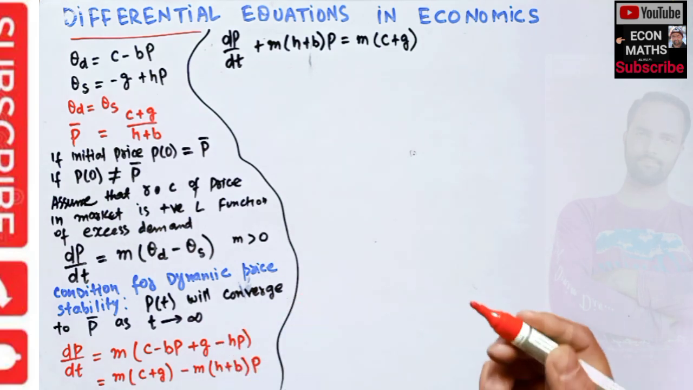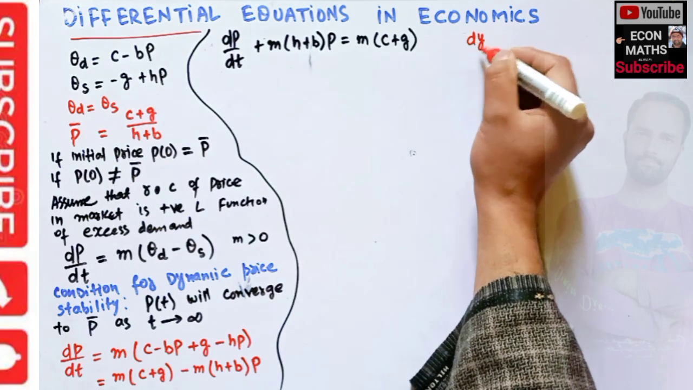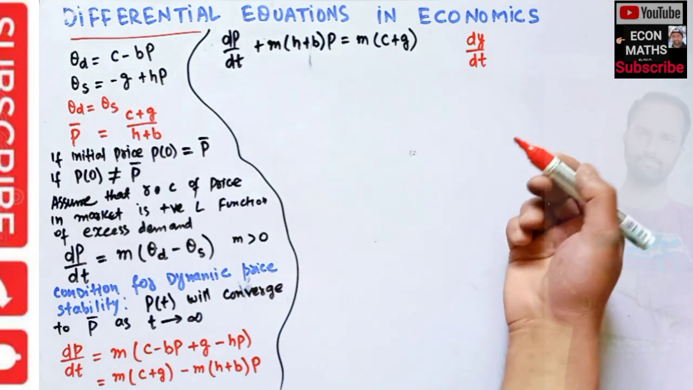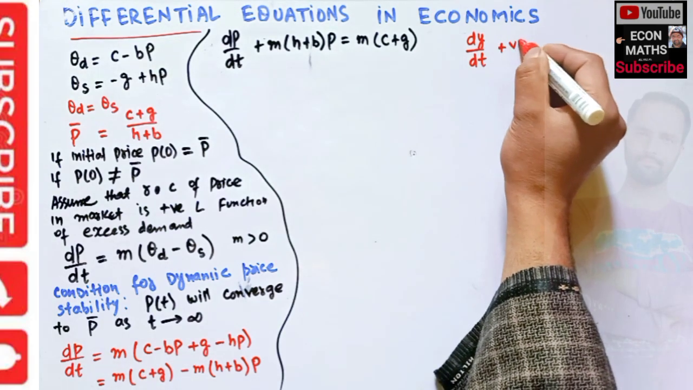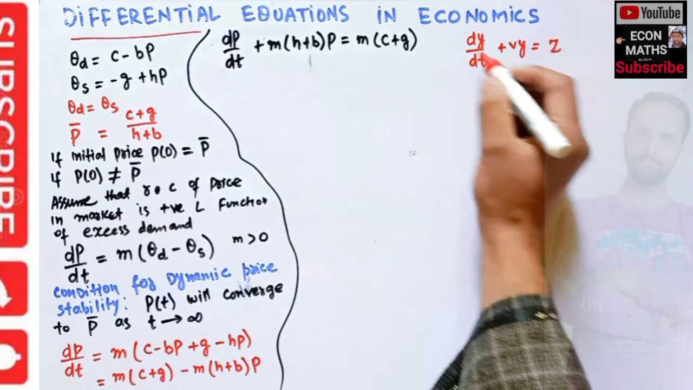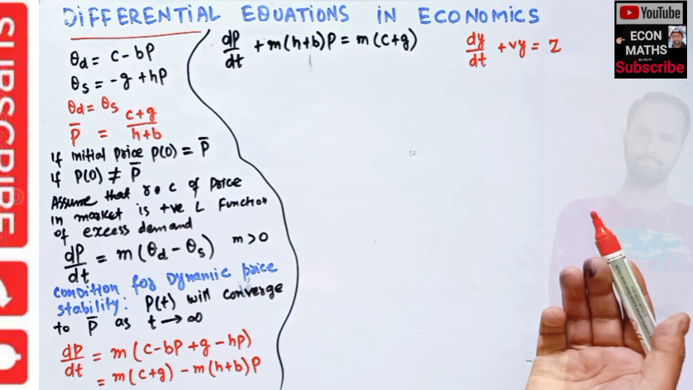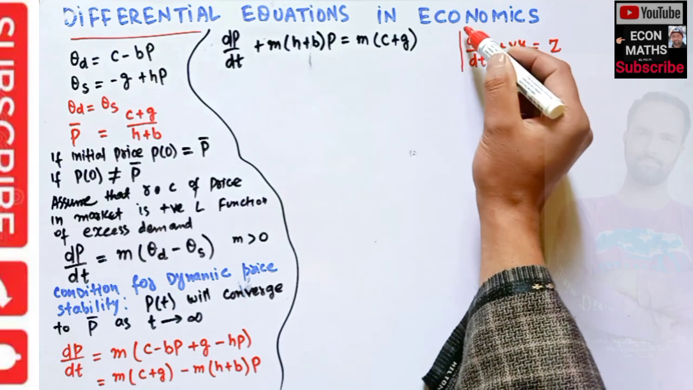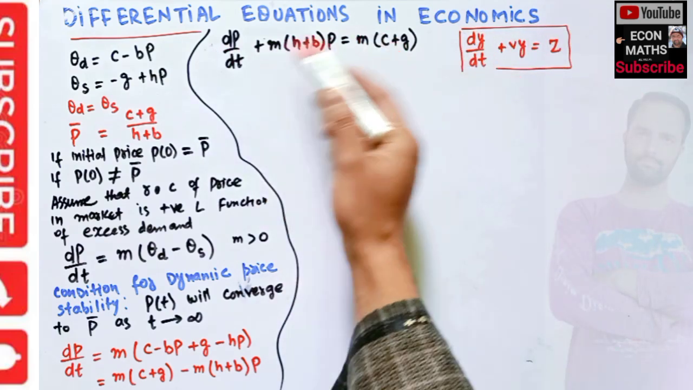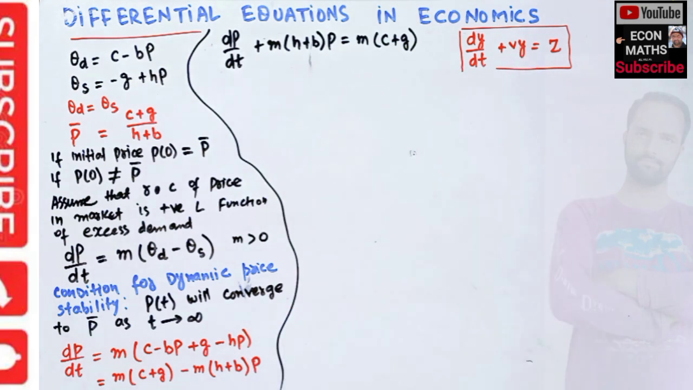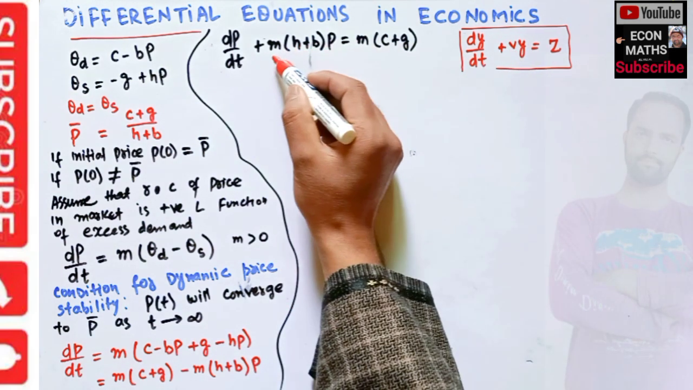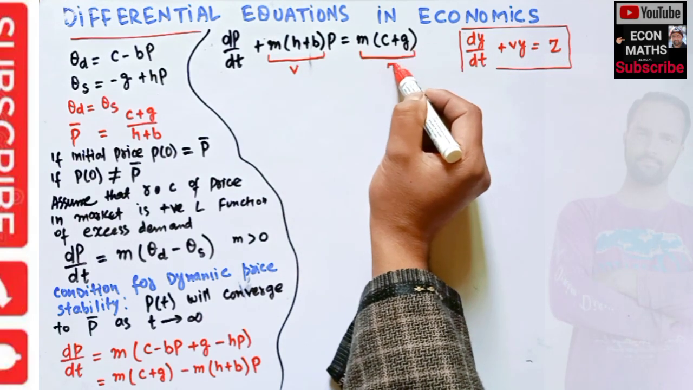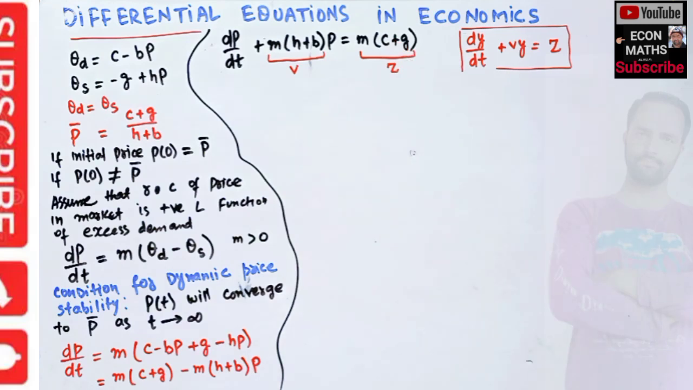And what is the format for that? That is dy upon dt plus vy is equal to z. You can check the earlier videos, where I have explained that. This is our first order linear ordinary differential equation. So I was just trying to convert this function into this form. Here in place of v, we have this very stuff, this is our v. In place of z, we have this thing. So this has been converted into this form.